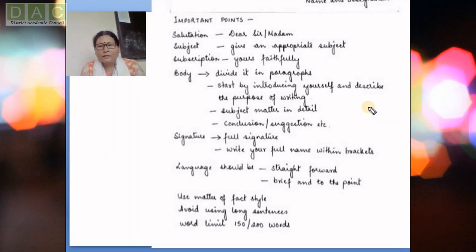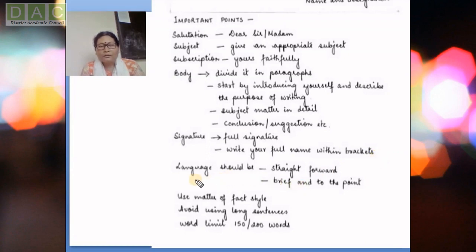Now, start by introducing yourself and describing the purpose of writing, why we are writing that letter. Then comes the subject matter, which is to be written in detail. And the conclusion can follow with your suggestions also. After that, we'll be writing our signature, which will be our full signature. Then below that, we'll be writing our full name within brackets with full clarity.